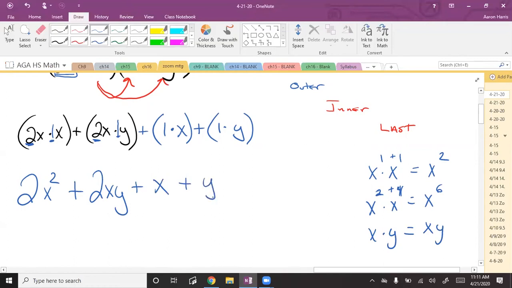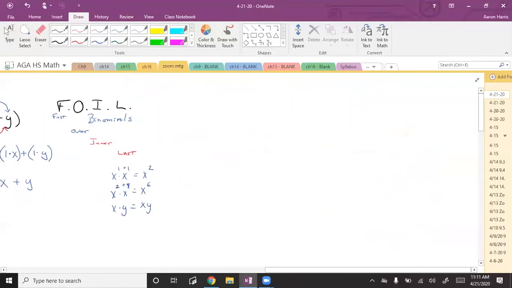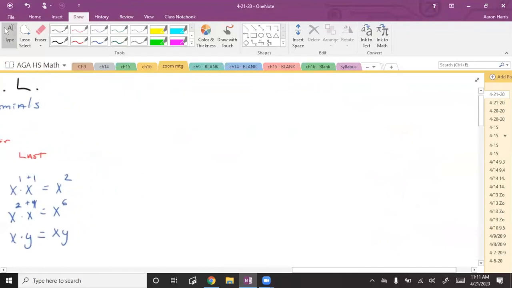Can we combine any like terms? No. Good job. You got x squared, you got xy, you got x plus y, and we are done. That's how you do FOIL. That's it. That's all you have to do.